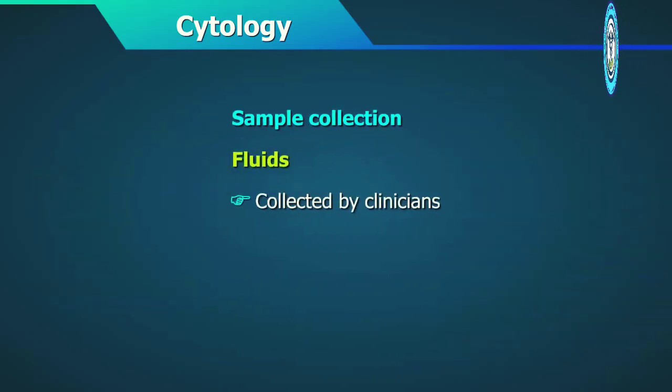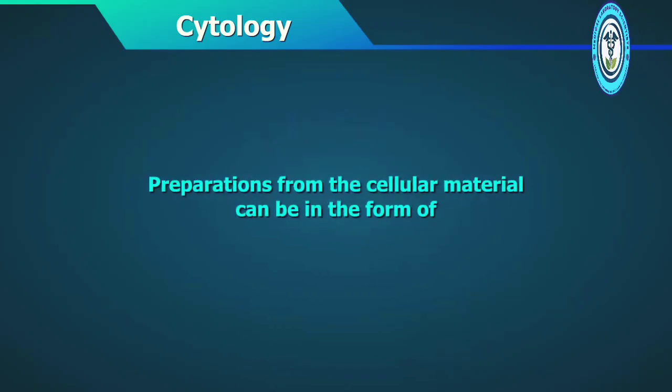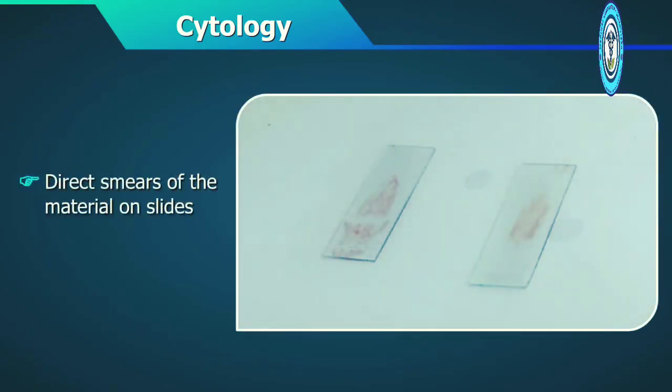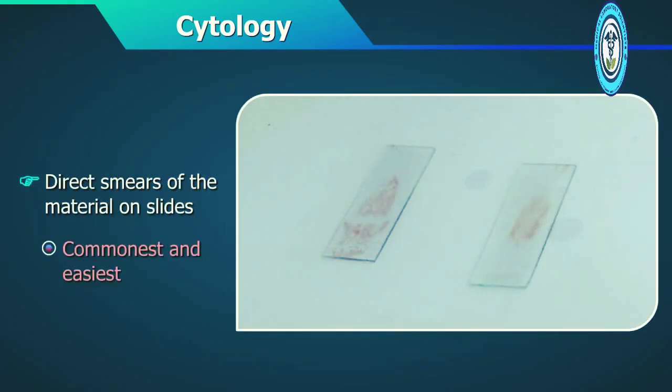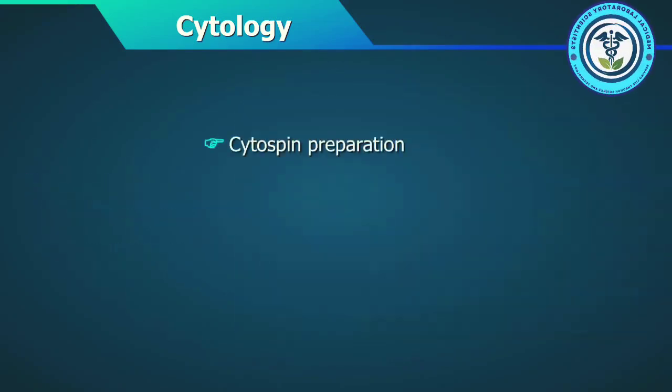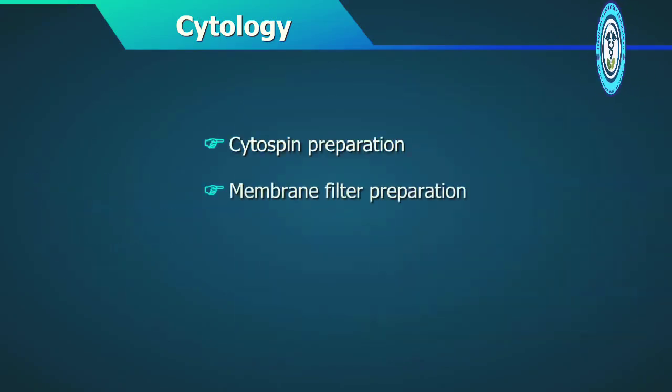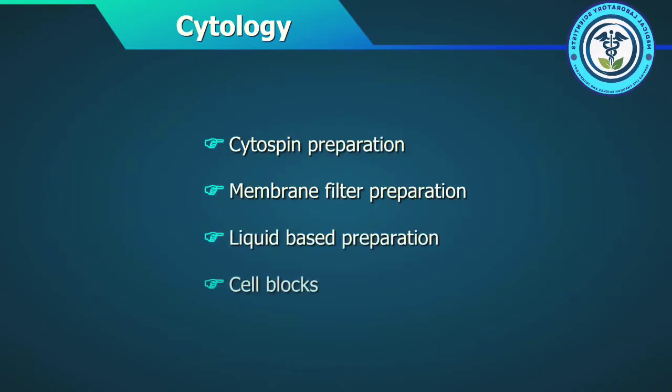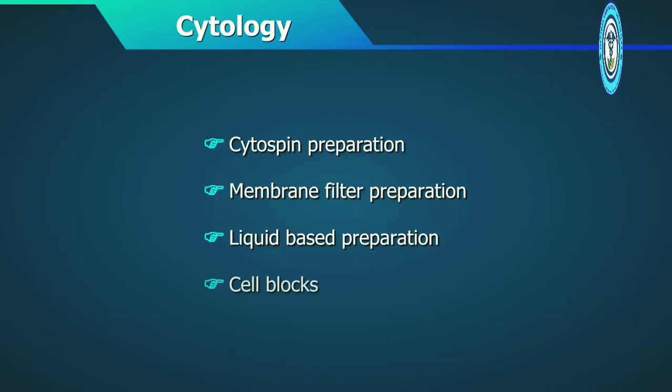Fluids are collected by clinicians and sent to the lab. The processing of the fluids is explained in the video on fluid analysis. Preparations from the cellular material can be in the form of direct smears of the material on slides. This is the commonest and easiest. Others are cytospin preparation, membrane filter preparation, liquid-based preparation, and cell blocks. For more about sample collection, please see the Sample Collection and Pre-Analytical Best Practices module.